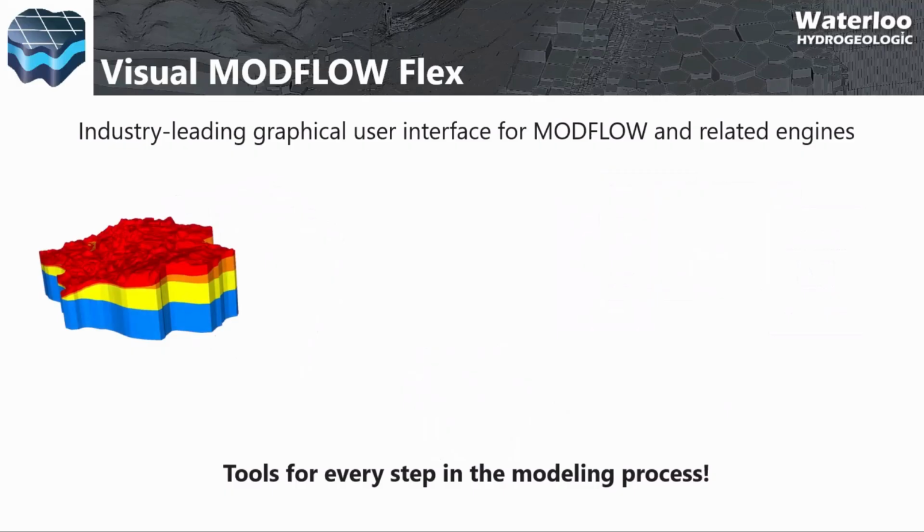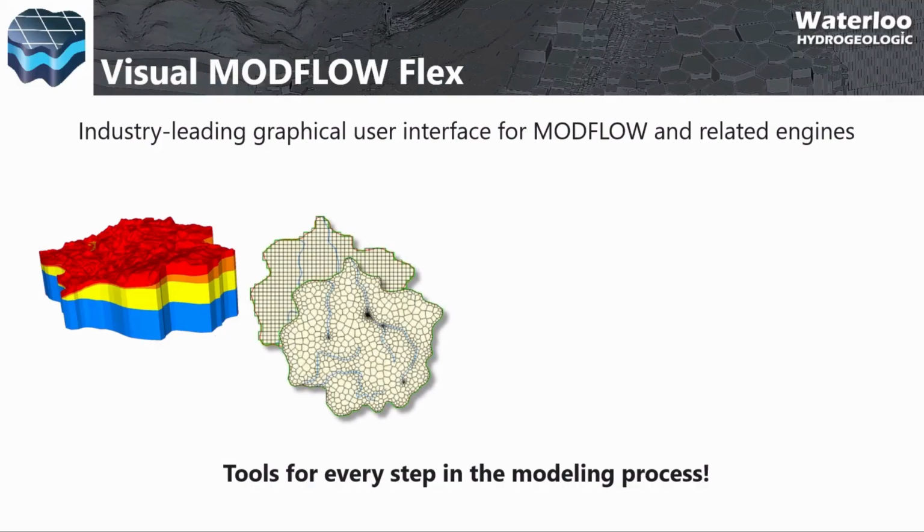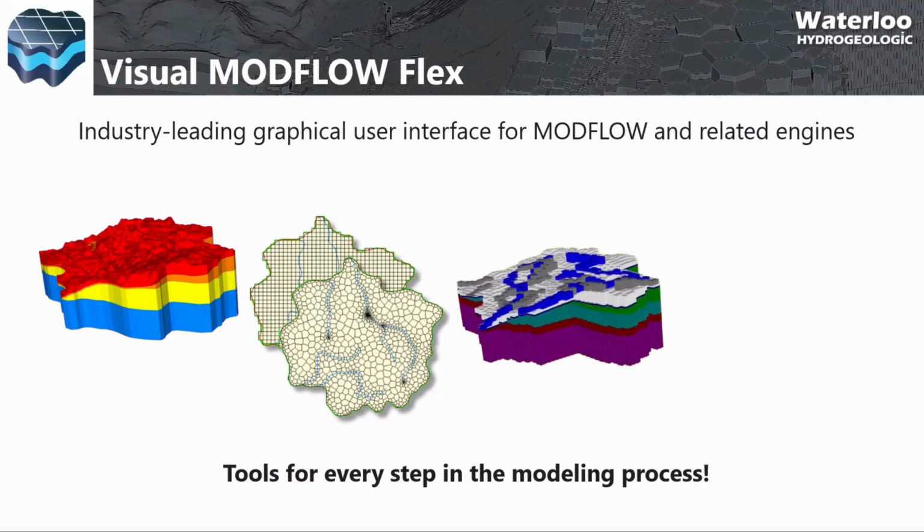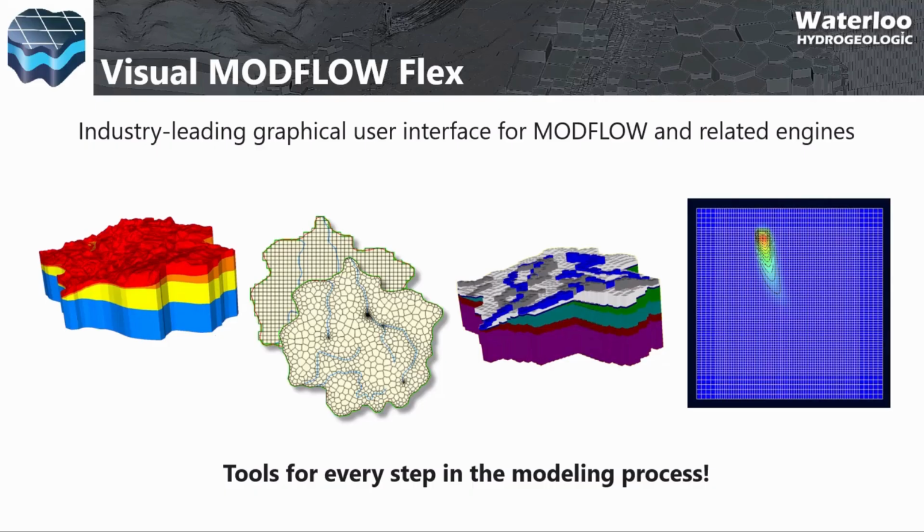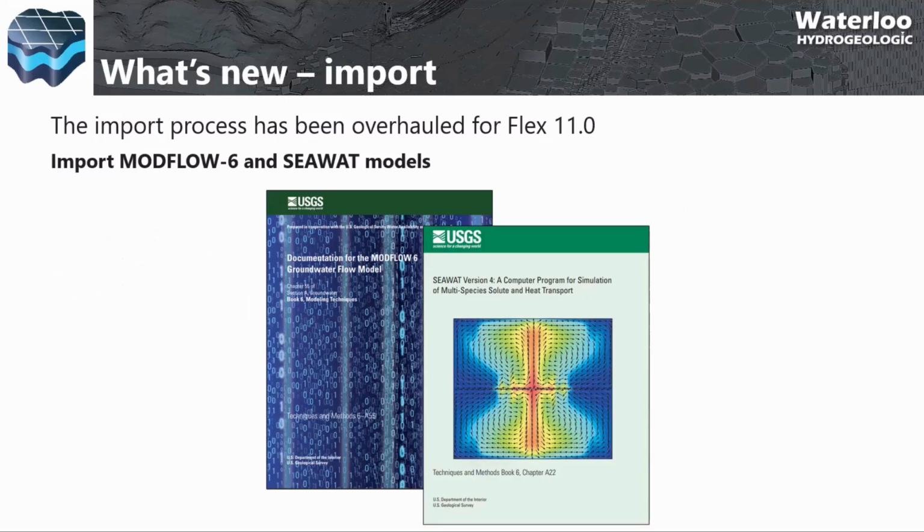In Flex, we have tools for every step of the groundwater modeling process, starting from the creation of the conceptual model to the creation of the grid, which may be a structured grid or an unstructured grid. Flex allows you to create and edit model inputs, such as boundary conditions and flow properties, graphically on the screen. And once the model runs, Flex allows you to graphically visualize model outputs, such as contaminant plumes and the distribution of heads. So what have we added in the new version?